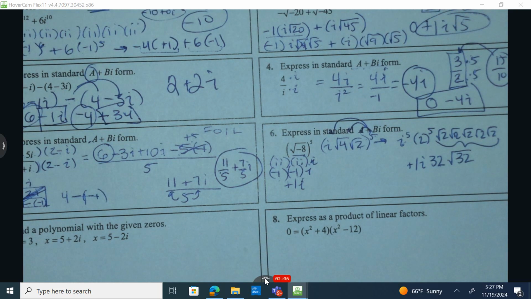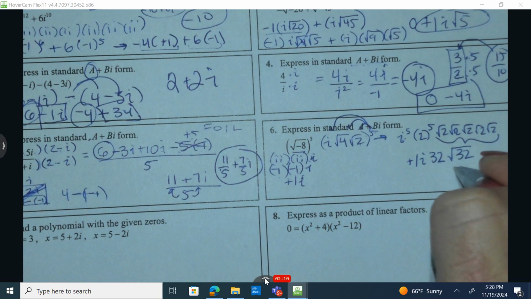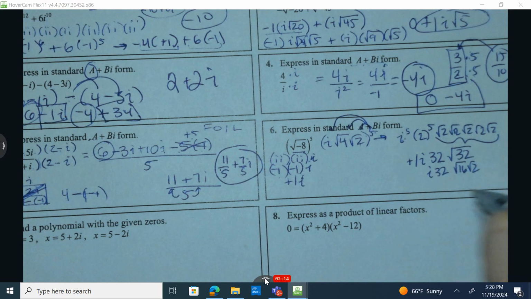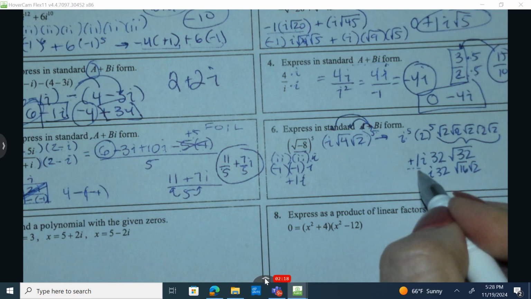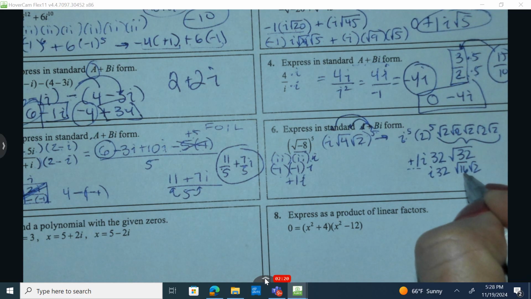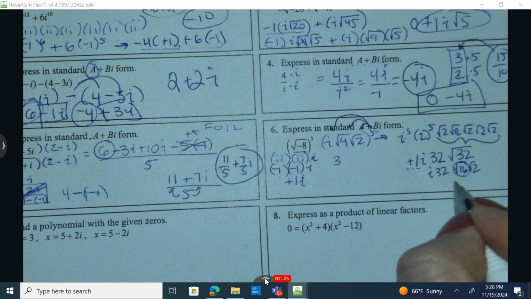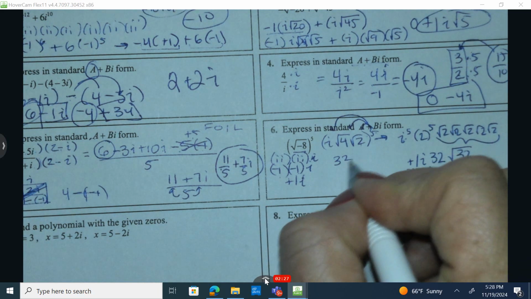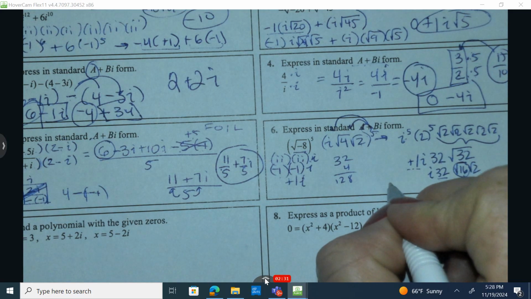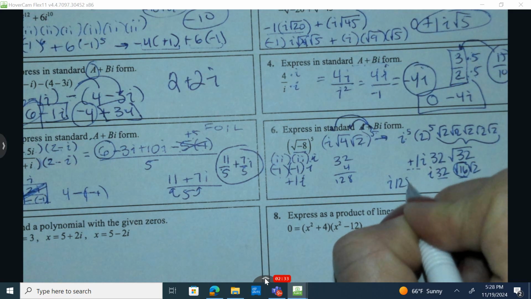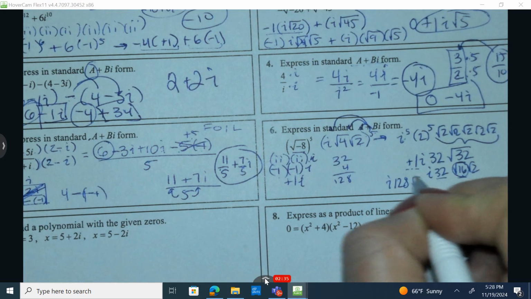To keep simplifying this in full, the square root of 32 breaks into 16 and 2. And I don't have to put a plus 1 if I don't want to. Any other number other than positive 1 would have to go in front. The square root of 16 is 4, so I need to multiply that by the 32 out front. What is 32 times 4? 32 times 4 is 128. So I believe my answer is i times 128 square roots of 2.